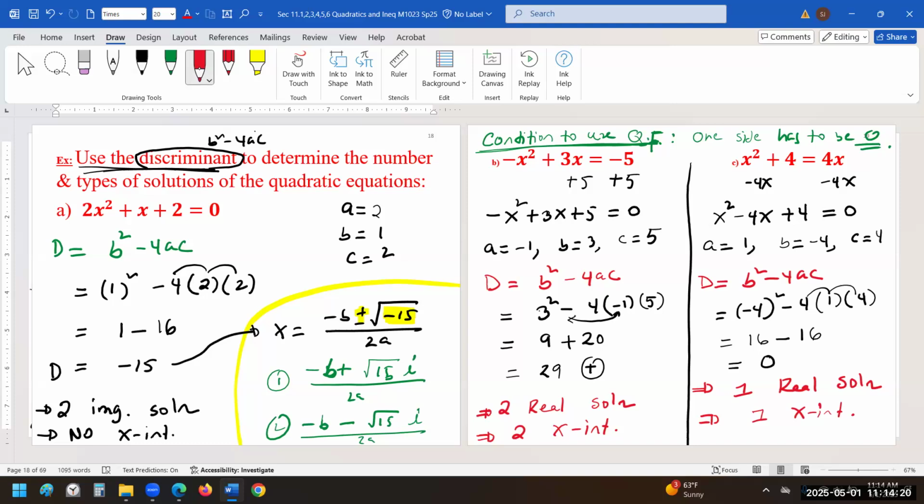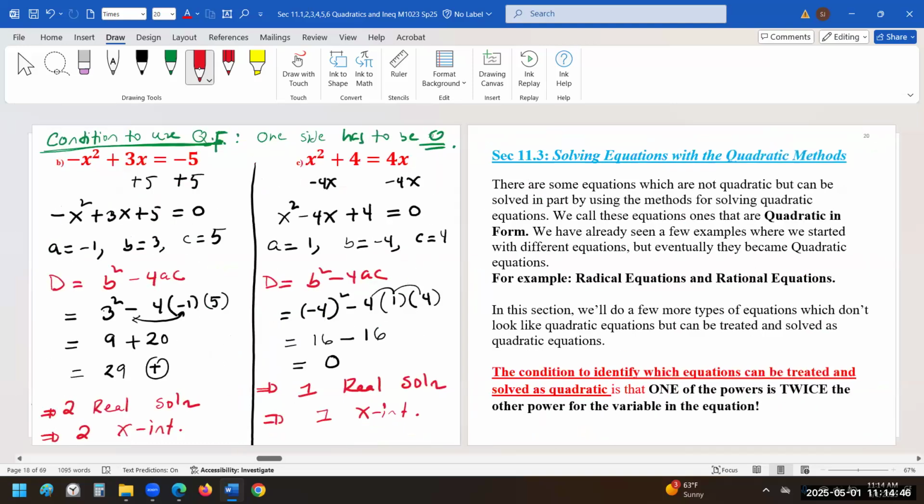Thank you. Any question from anyone? Again, if you cannot remember, just replace everything into the quadratic formula, and then you will see what type of solution you have, and whether they are real or imaginary. As long as they're real, you have an x-intercept. If they become imaginary, you don't have any x-intercept. With this, you're done with 11.2.